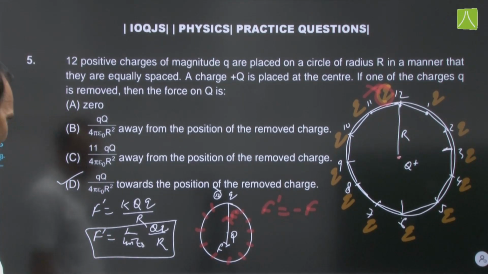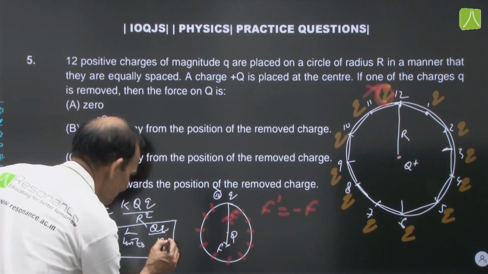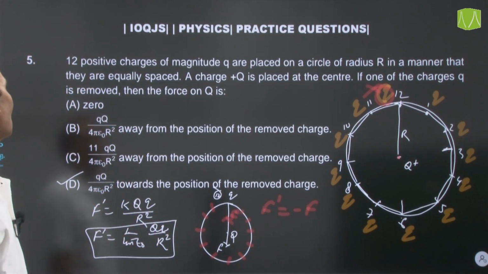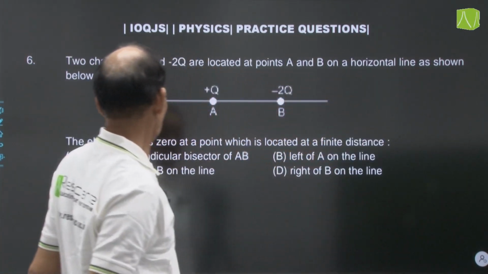So the answer must be 1/4 pi epsilon naught, qQ divided by R square. It is R square force. It is the answer. So the correct option is D. It was question number 5. Next, question number 6. Now this one is the question.